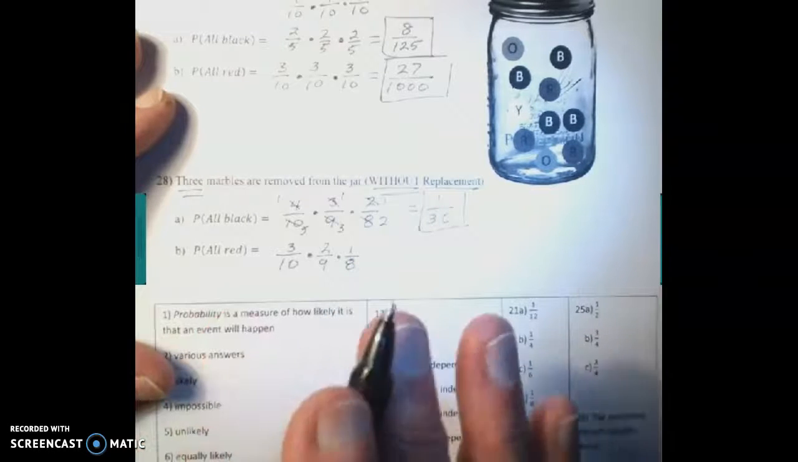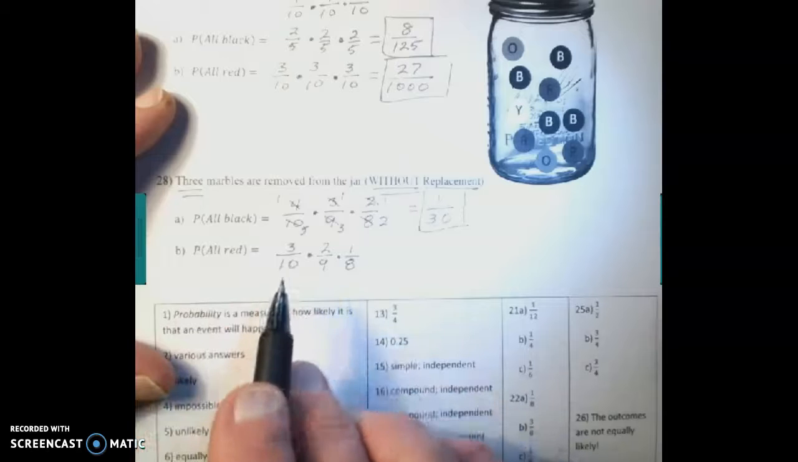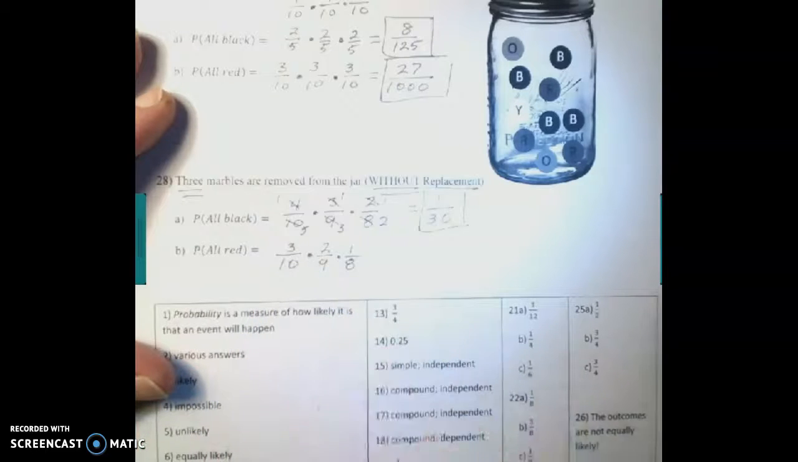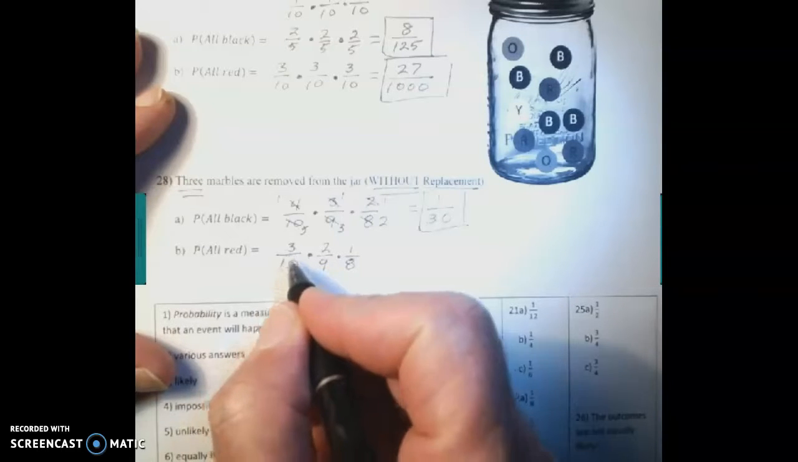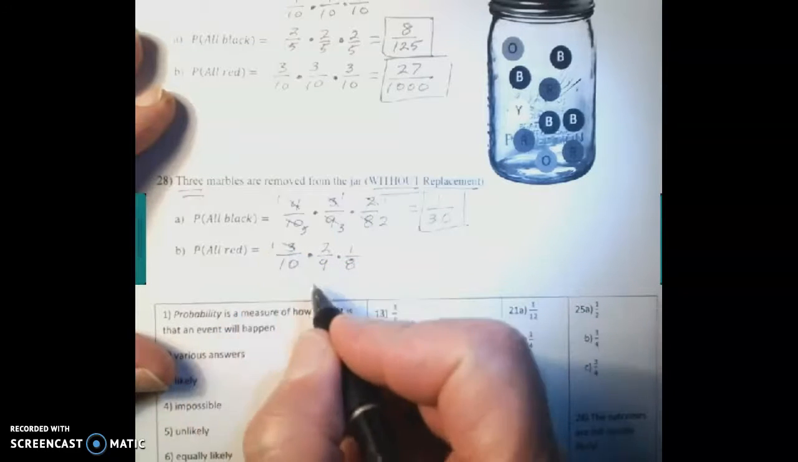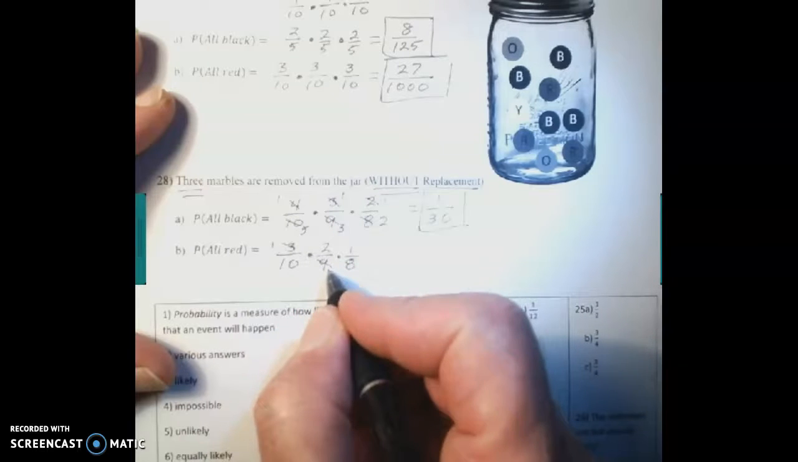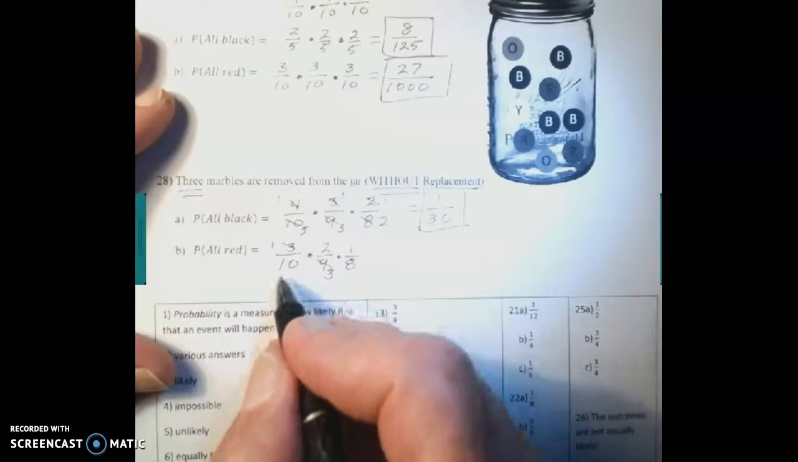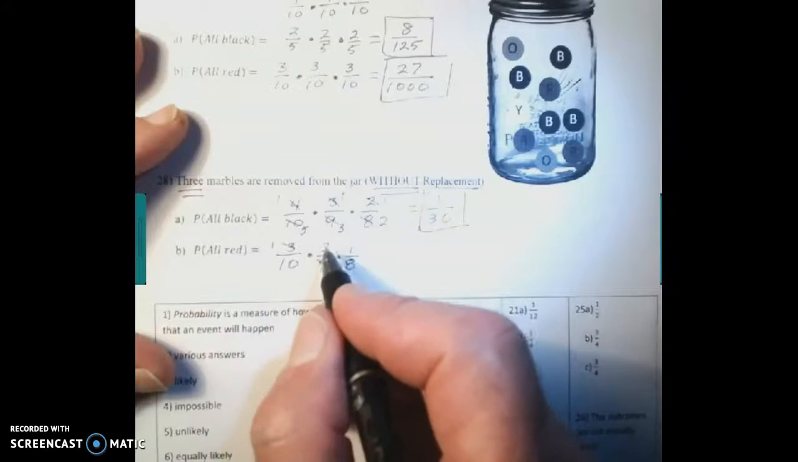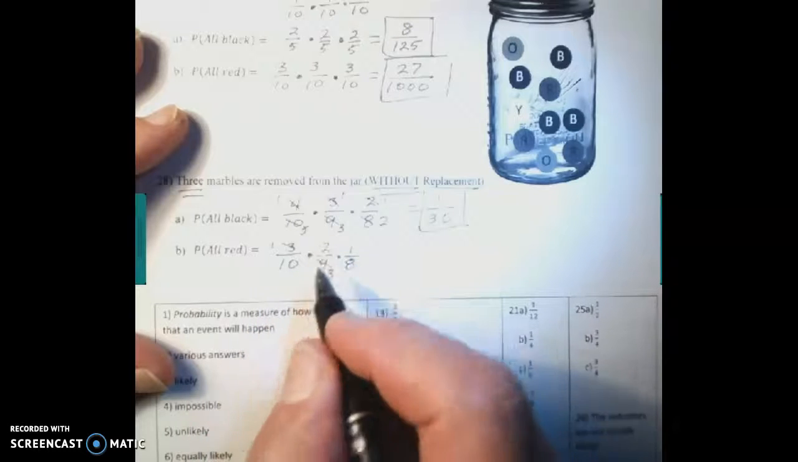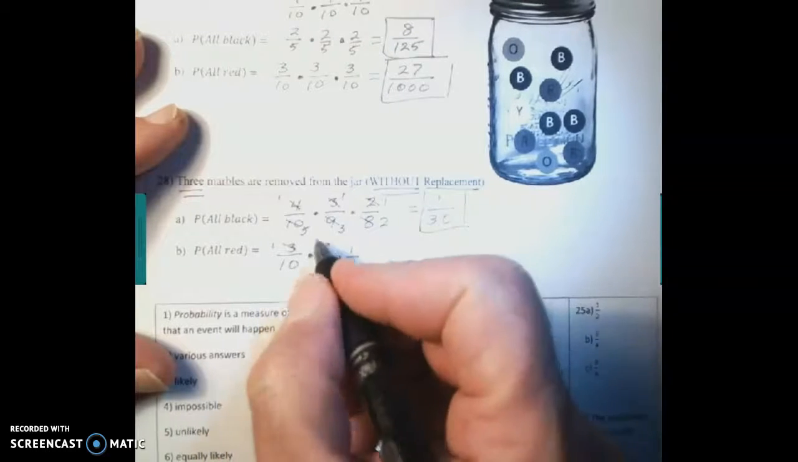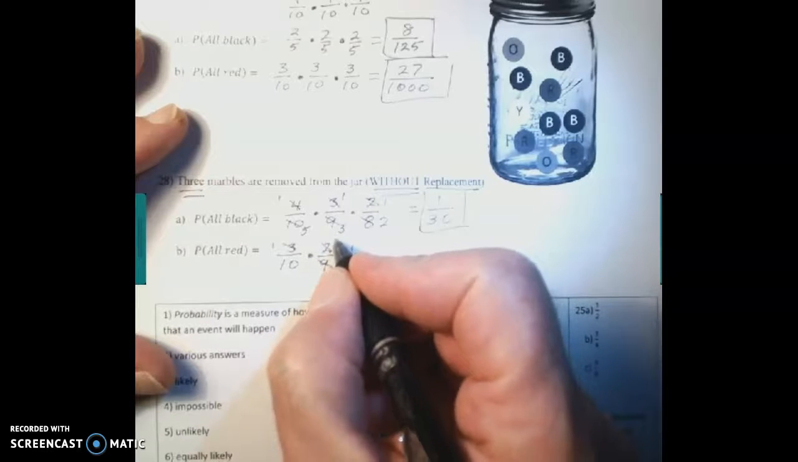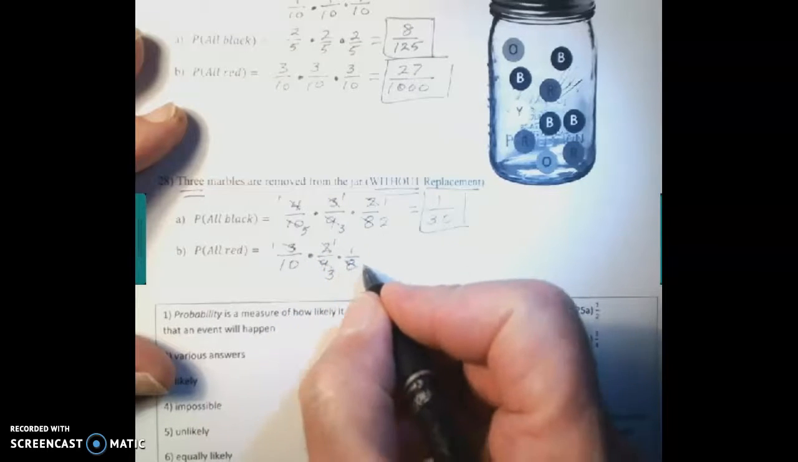So the probability of having all 3 of them come out red, we have to multiply these together. Again, reducing before you multiply is a wonderful thing. 3 and 9 can both be divided by 3. Divide 3 by 3, you get 1. Divide 9 by 3, you get 3. 10 and 2, let's reduce this way. The 2 and the 8 can both be divided by 2. This 2 divided by 2 is 1. 8 divided by 2 is 4.